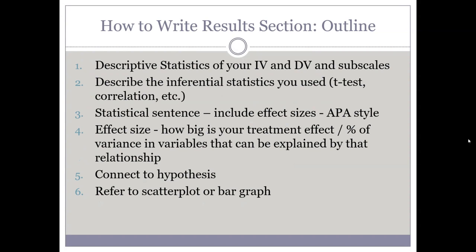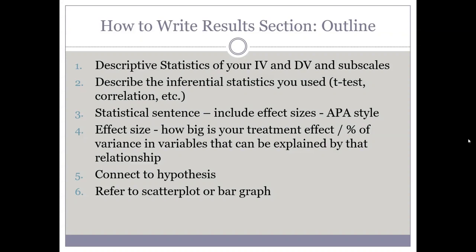So how does one go about writing a results section? Well, there are a couple of things you need to include. So firstly, you need to include the descriptive statistics for your independent variable, your dependent variable, and your subscales. You also need to describe and include your inferential statistics. So did you do a t-test? Did you do a regression, an ANOVA? You need to state what you did for your readers.